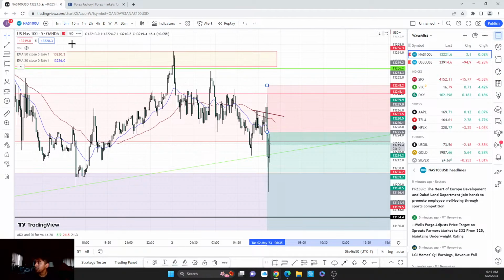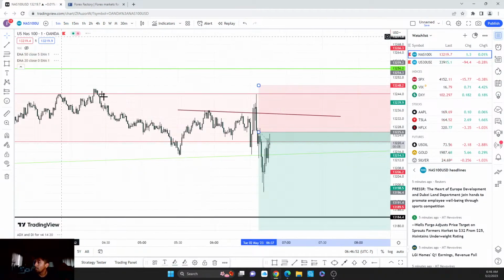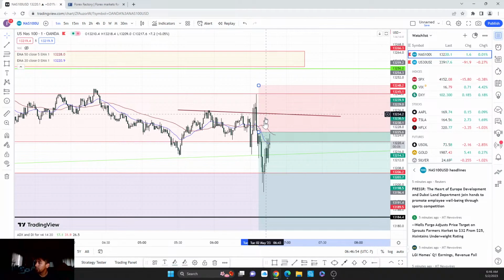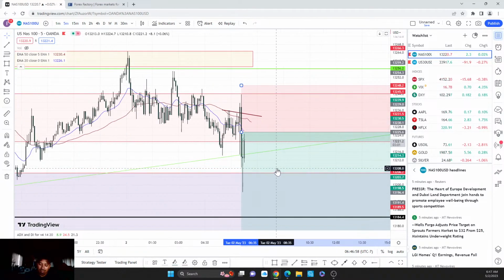Where's the 1 minute at? 2, 3, 4. So we got about 4 areas of protection. Not protection, but things that price can use as resistance, which is the 1 hour, 1 minute 50 EMA, the 5 minute 50 EMA, the 15-minute 50 EMA. So that's what I'm looking to hopefully use as resistance right here.